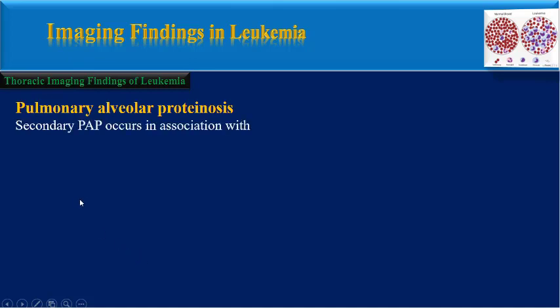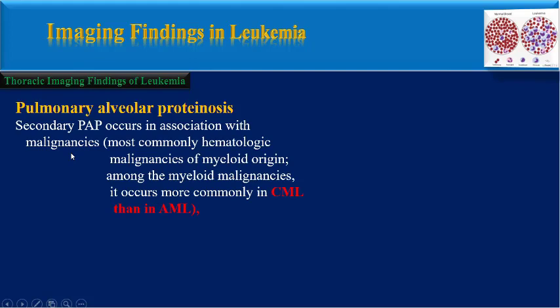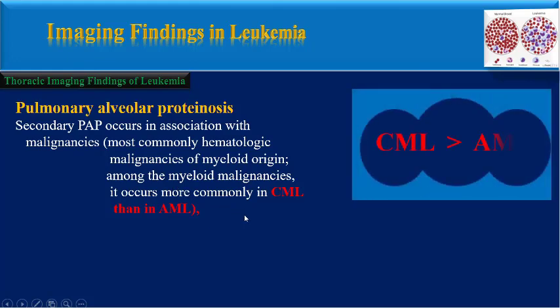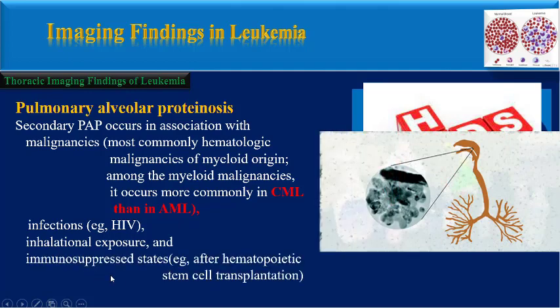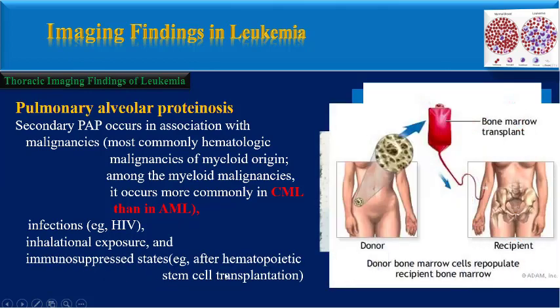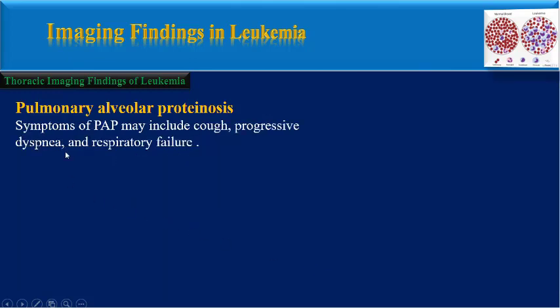Secondary PAP occurs in association with malignancies, most commonly hematologic malignancies of myeloid origin. Among the myeloid malignancies, it occurs more commonly in CML than in AML. Another cause is infections, for example HIV, inhalation exposure, and immunosuppressed states, for example after hematopoietic stem cell transplantation. Symptoms of PAP may include cough, progressive dyspnea, and respiratory failure.